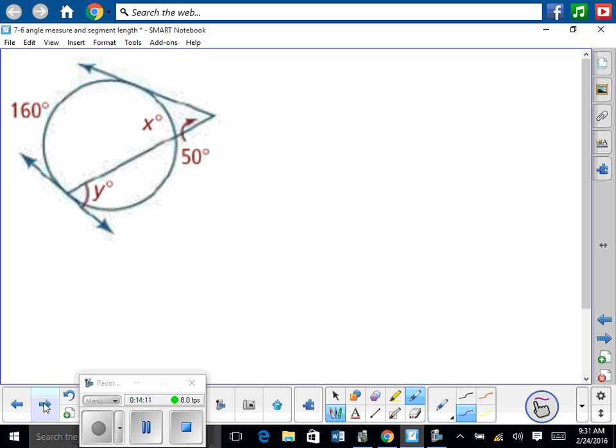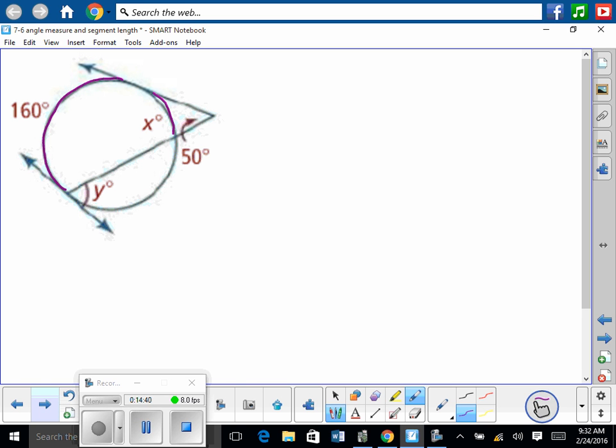So first of all, a lot of times what happens is people look at the picture and they're like, I don't know where to start. So you got to look and see, where can I start? First of all, I'll say, what do I have? Looking at y, isn't y an inscribed angle opening up on this arc? But we have no idea what the arc is, right? We do know that just this piece from here to here is 160, but we have no idea what that piece is, right?